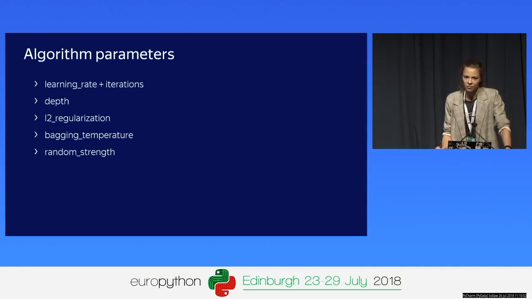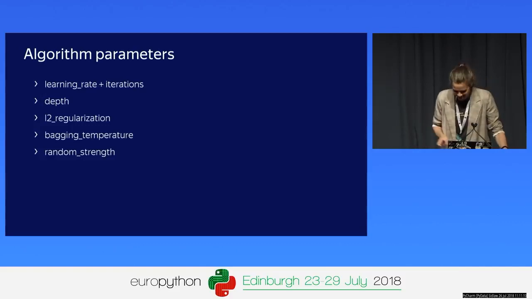We have time for one last question. Hi, thanks for the talk. I have a question about those parameters there. What do bagging temperature and random strength represent? Yes, okay, that is a very good question.